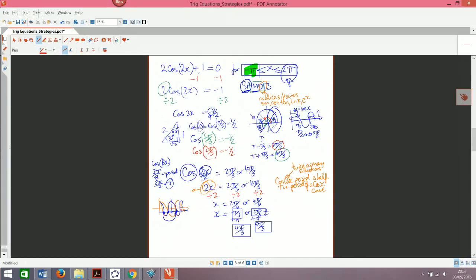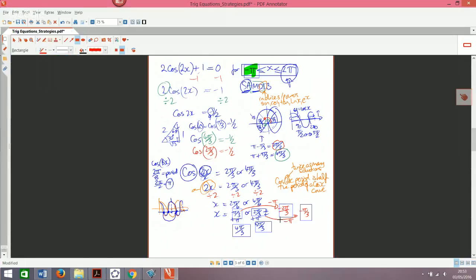So I'm going to subtract pi from here, which gives me minus 2 pi over 3. And I'm going to subtract pi from here, which gives me minus pi over 3. And I could subtract another period, so I could also go, okay, is there a 7th and 8th solution here?